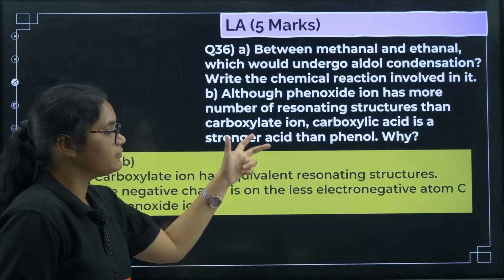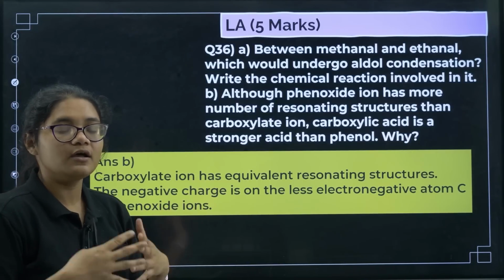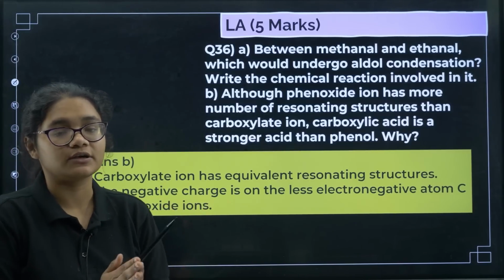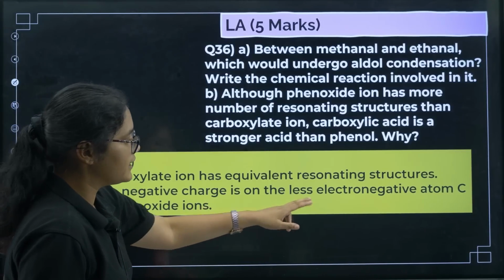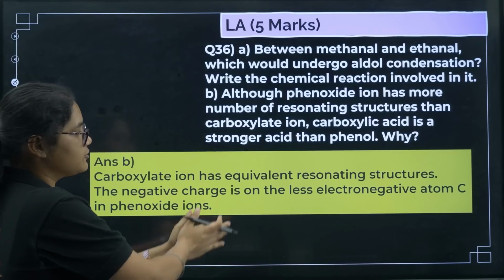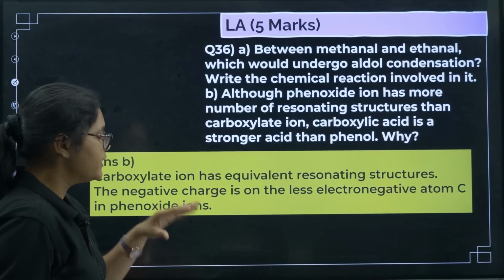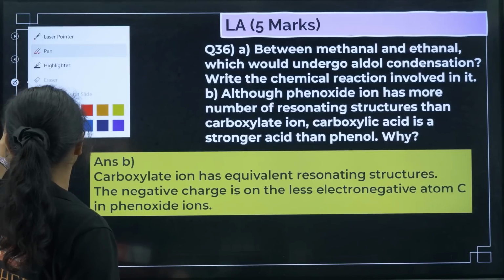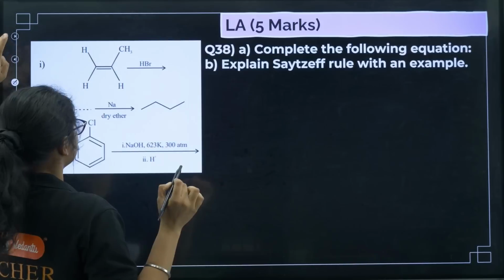Second point is, in phenoxide ion if you do the resonance, the negative charge comes on the carbon, which is not an electronegative atom, but in a carboxylate ion during resonance the negative charge comes on the more electronegative atom, that is oxygen. So the negative charge is on the less electronegative atom carbon in phenoxide ion, whereas in carboxylate ion it is on the more electronegative atom, that is oxygen. So 2 reasons will give you 2 marks here. I can say this was a moderate level question from the chapter alcohols, phenols and ethers.